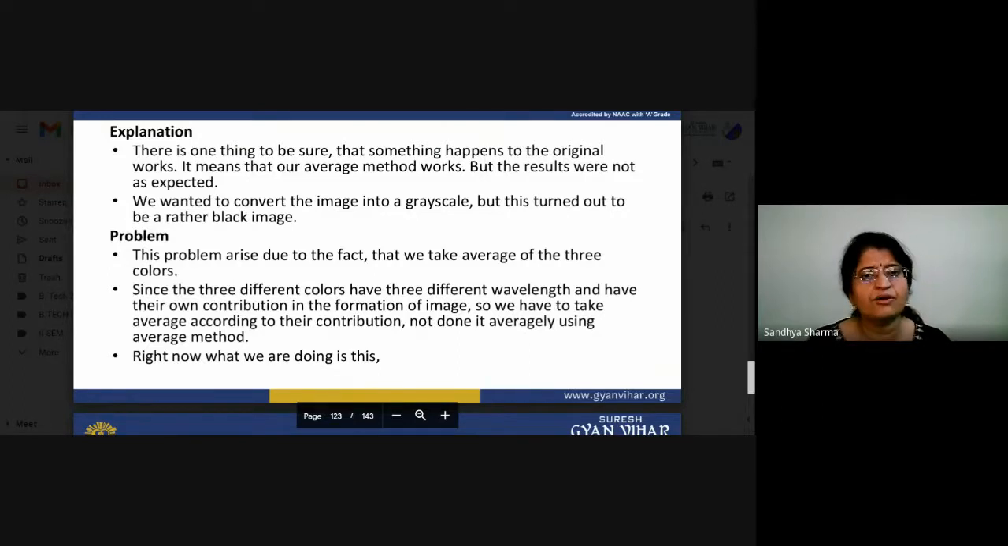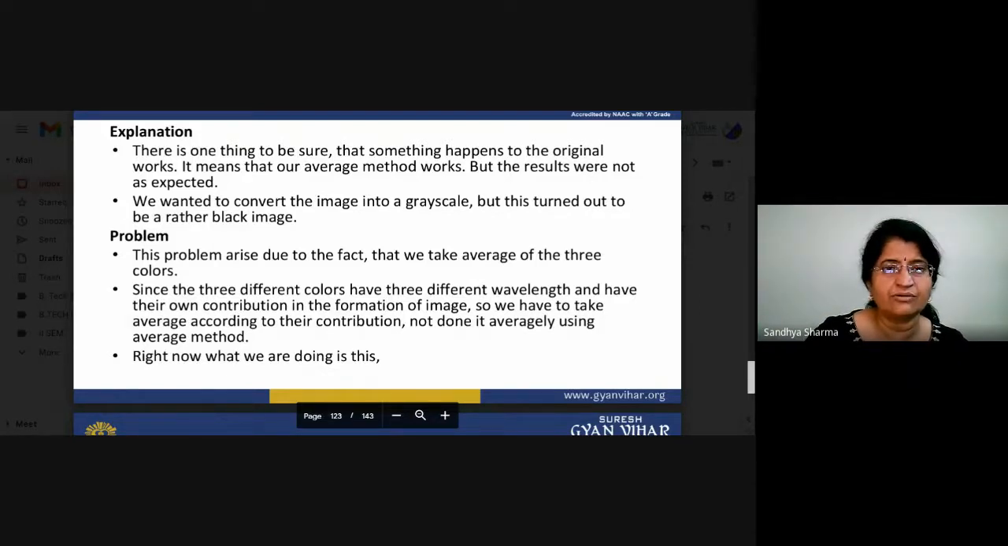The problem arises because we take the average of the three colors. Since the three colors have three different wavelengths and each has its own contribution in the formation of an image, we have to take the average according to their contribution, which is not done in the average method. In this method we generally take the plain average of the three colors, so we have to take some weighting factors.